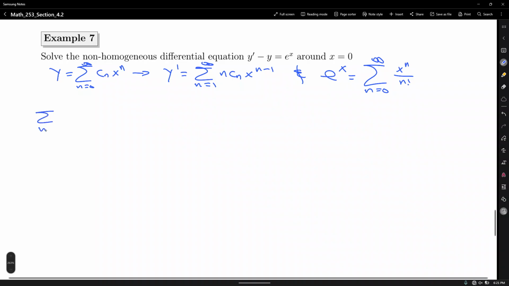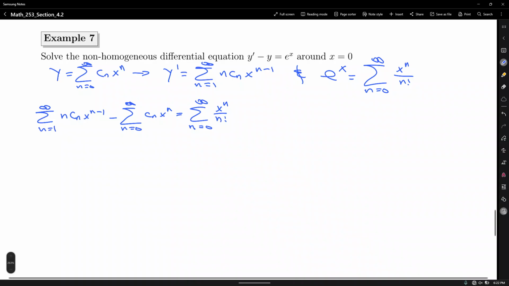So sigma n equals 0 to infinity, what is that? n c sub n x to the n minus 1 minus the original series, n equals 0 to infinity, c sub n x to the n equals, oh wait, sigma n equals 0 to infinity of x to the n over n factorial. Okay? I don't think this is going to be... Oh, again, I keep forgetting to write the n equals 1 for the lower bound, right? Okay, on the derivative.